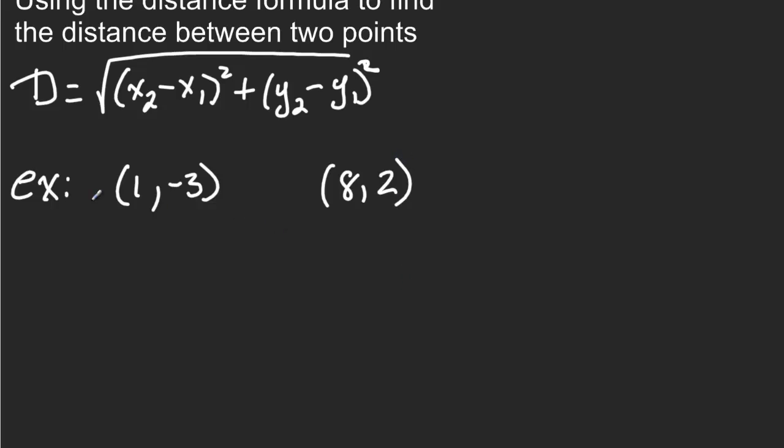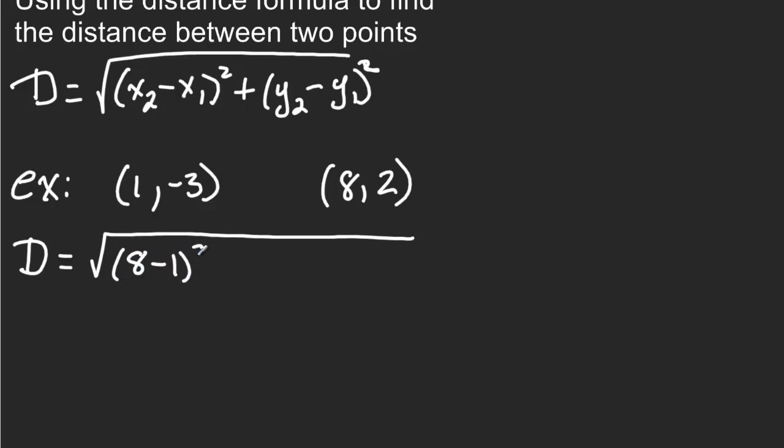All right, very straightforward here. So we plug it into our distance formula. All right. So the distance equals, and then we do our x coordinates first. Doesn't matter the order you put them in as long as you keep them consistent. So I'm going to do 8 minus 1 squared plus 2 minus negative 3, which means it's 2 plus 3 squared.